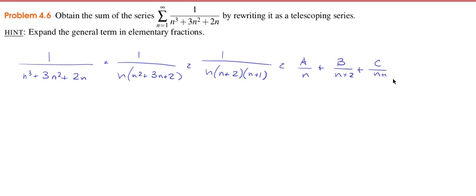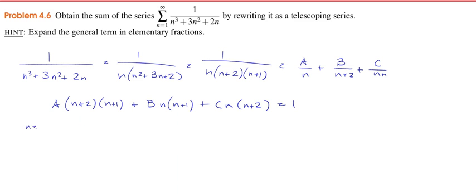By multiplying them. So we know that this rule applies: a times n plus 2 times n plus 1 plus b times n times n plus 1 plus c times n times n plus 2 equals 1. This is the rule that we need to apply. Now in order to solve this, we can either expand and equate the polynomial terms on one side to the polynomial terms on the other side, or we can give numbers to n.